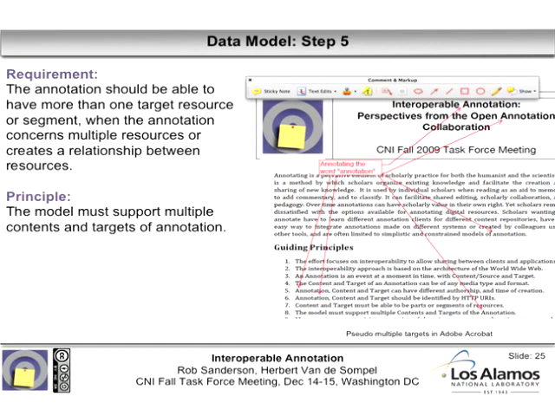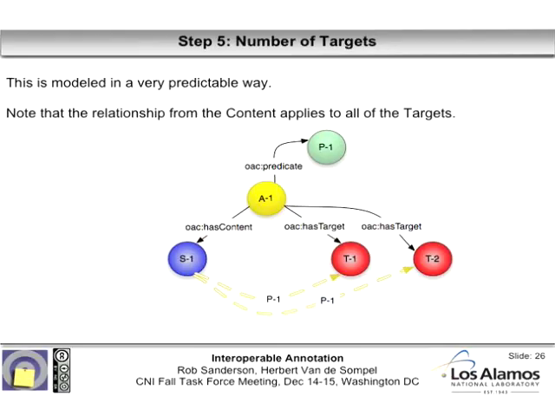The requirement then: the annotation should be able to have more than one target resource or segment when the annotation concerns multiple resources or creates a relationship between resources. We modeled this in a particularly straightforward way, simply by adding additional target nodes. We've had T1 up until now, we now have a second target, T2. The thing to note, of course, is that the relationship that we talked about at the beginning applies uniformly between the source and each target. So this source has relationship P1 to target T1, and the content has the same relationship P1 to target T2.